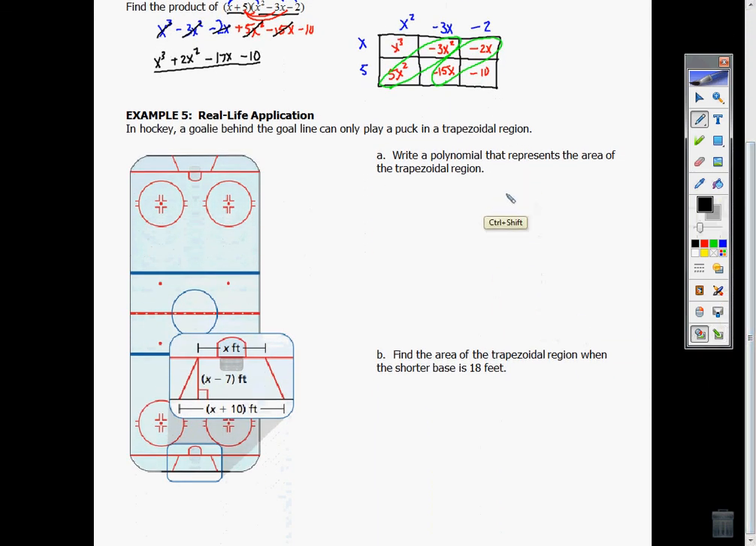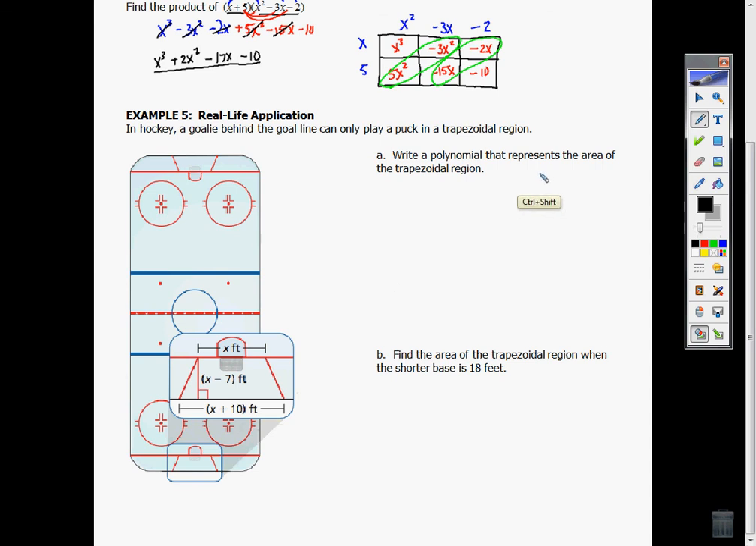Now, example 5. In example 5, once you get past the idea this is a hockey rink, we're looking at a specific area of that hockey rink. It's essentially just this trapezoid right here, where the top is x, the bottom is x plus 10, and the height is x minus 7. So once we get past all of the fluff of the problem, we start looking at just the mathematical part of it, we want to write an equation that represents the area.